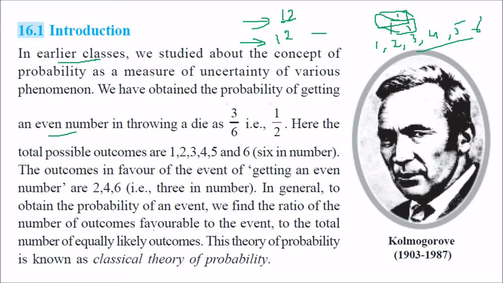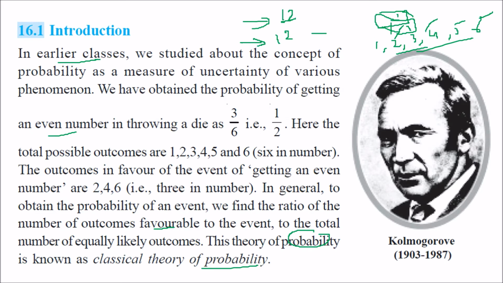These we call the number of outcomes. And what are these even numbers? 2, 4, 6. These are our favorable outcomes. So the ratio of the favorable outcomes to the number of outcomes possible is termed as the probability. We have already seen, and we call it the classical theory of probability.